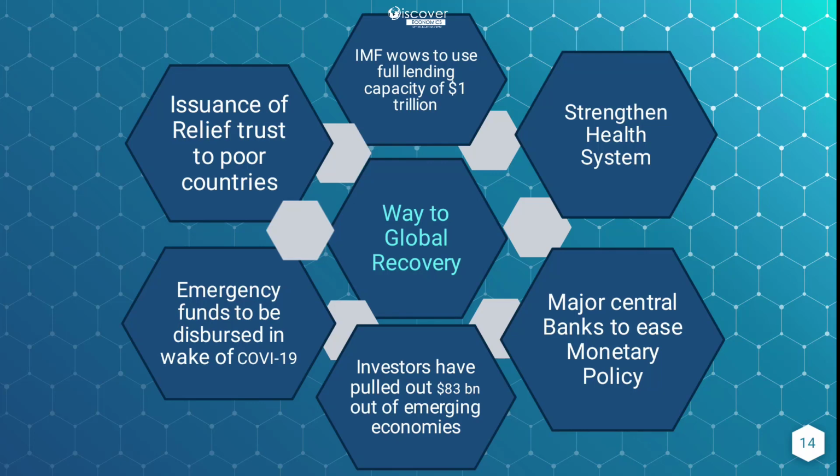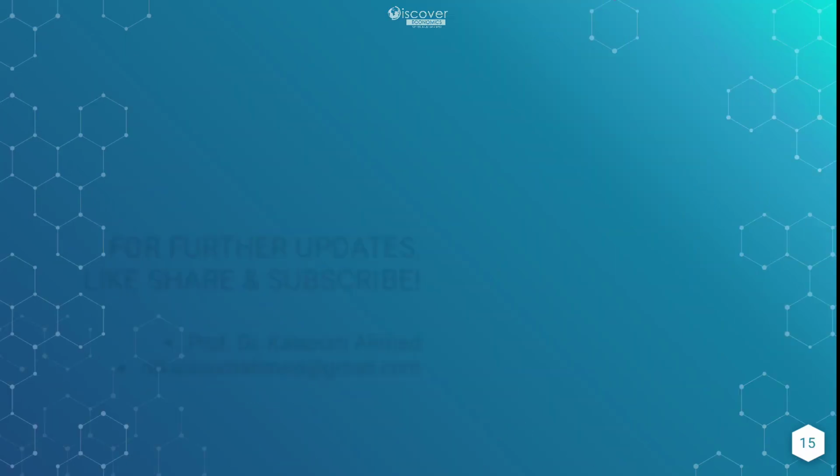Then investors have pulled $83 billion out of emerging economies, so this is to be compensated. Then emergency funds are to be disbursed in the wake of COVID-19. Then the relief trust for poor countries will be issued by the IMF or World Bank.